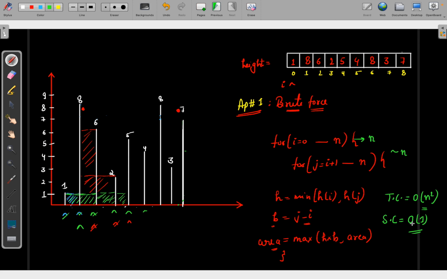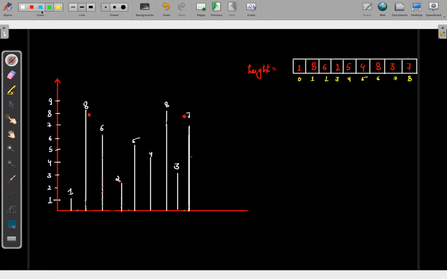Okay, now can we optimize it? Here we are checking each and every possible container, by which we are calculating the height and breadth of it. If we can optimize it a little bit, so what we can do here, let me create it again. Now let's see how we can optimize this. One approach we can consider is to take 2 pointers here. I will start 1 pointer here and 1 pointer here.